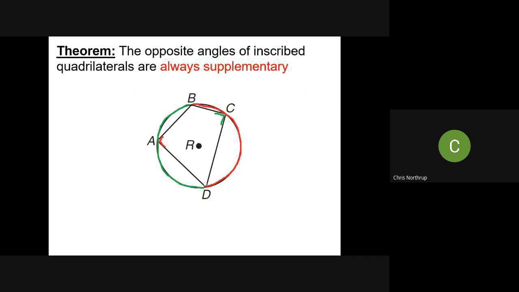Now, if you add together both the green and the red arcs, that's a full circle. So the rotation would be 360. Taking half of those, since each of those inscribed angles, A and C, are half of their respective intercepted arcs, half of the sum, 360, would be 180. That just means if you add the measures of A and C, you're always going to get 180. And the same is going to be true for B and D. So that should do it for 10.4.